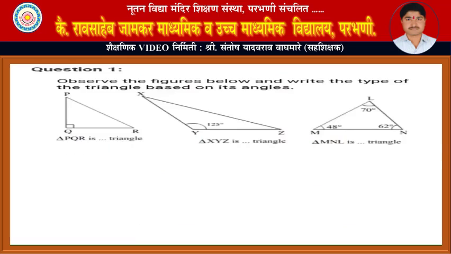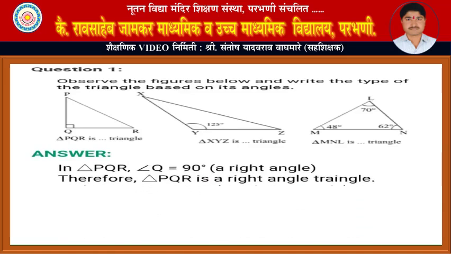Question number 1. Observe the figures below and write the type of the triangle based on its angles. Let's have a look at the first figure. Triangle PQR. In triangle PQR, we can see angle Q is 90 degree marked with the sign. So, let us write the answer. In triangle PQR, angle Q is equal to 90 degree, which is a right angle. Therefore, triangle PQR is a right angle triangle.